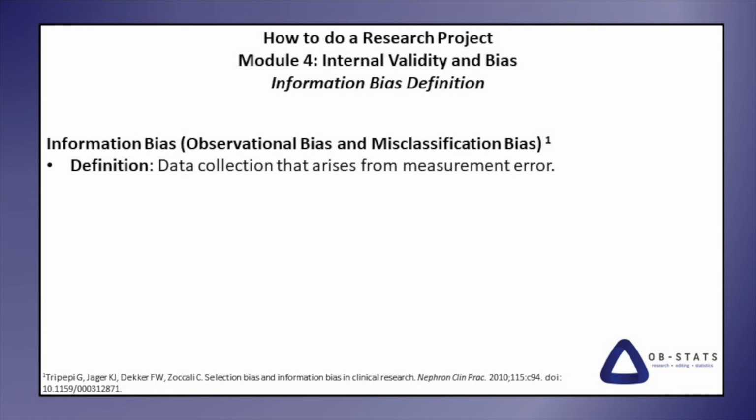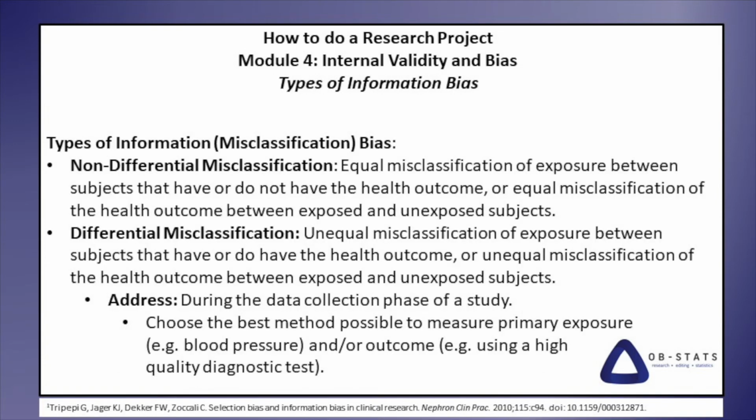Information bias, also known as observational bias or misclassification bias, can be defined as data collection error that arises from measurement error. The following are different types of information bias. Non-differential misclassification. Non-differential misclassification occurs with the equal misclassification of exposure between subjects that have or do not have the health outcome, or the equal misclassification of the health outcome between exposed and unexposed subjects.